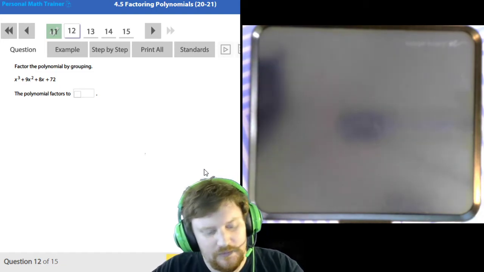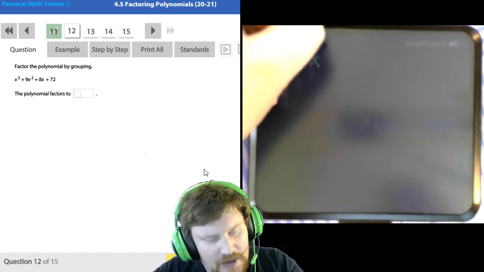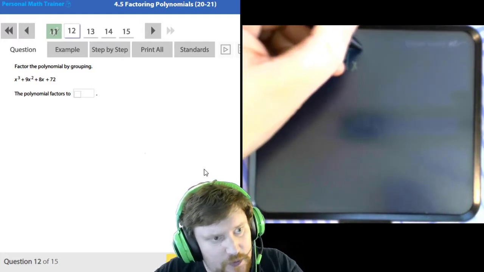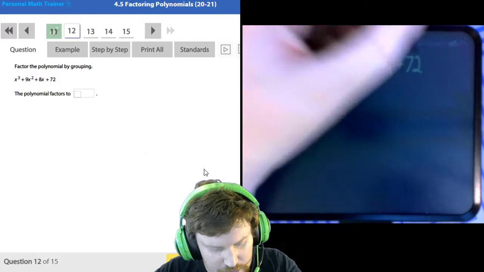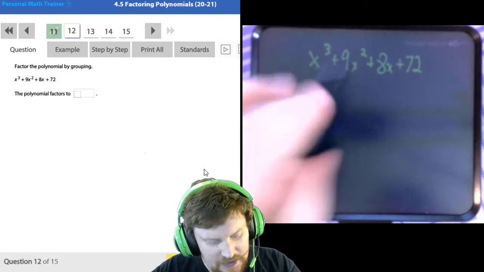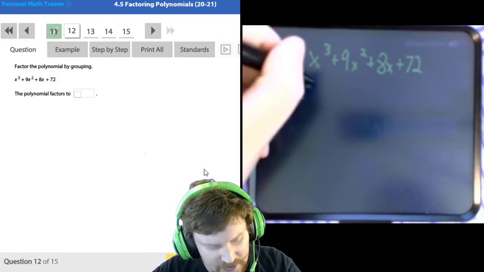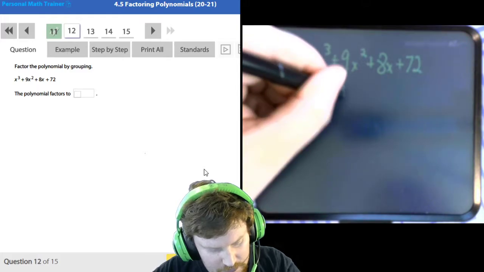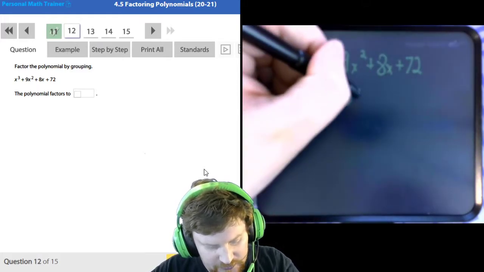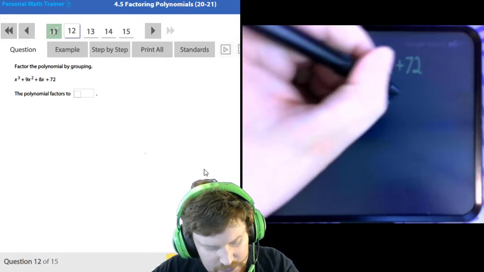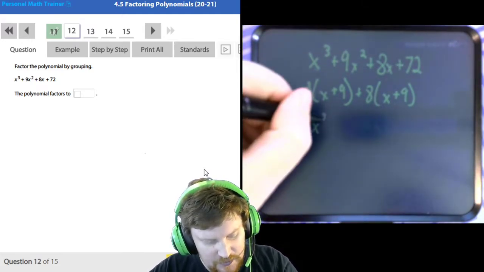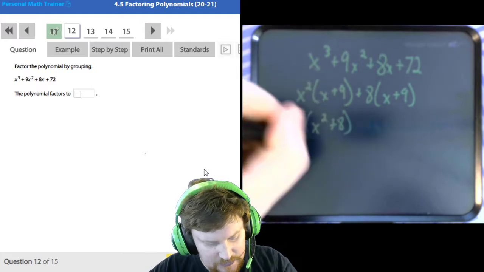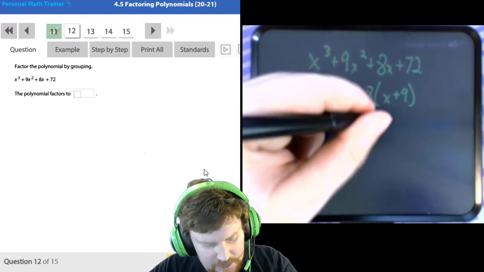Factor by grouping. Much easier. X cubed plus 9x squared plus 8x plus 72. Well, I see a couple of x squareds here, so I'll factor that out for this side. Both of these are multiples of 8, so I'll factor the 8 out. I have x plus 9 and x plus 9, so that leaves me with x squared plus 8 and x plus 9.